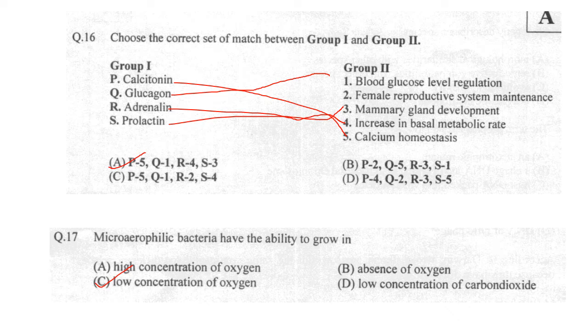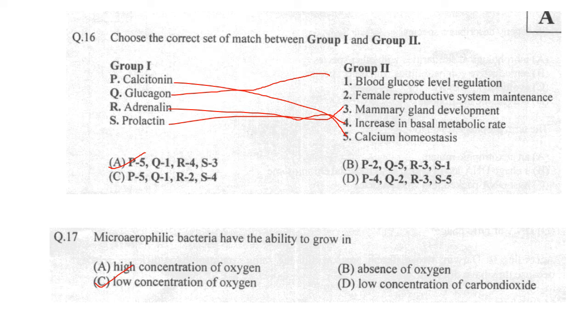So P5, Q1. Only 2 options are there with P5 and Q1. The other is P2, P4. So we will not see B and D. We will check for A and C. Then adrenaline. Adrenaline is for increase in basal metabolic rate. So R4. So option A will be correct. Prolactin S3, that is for mammary gland development. So for 16 the answer is option A.